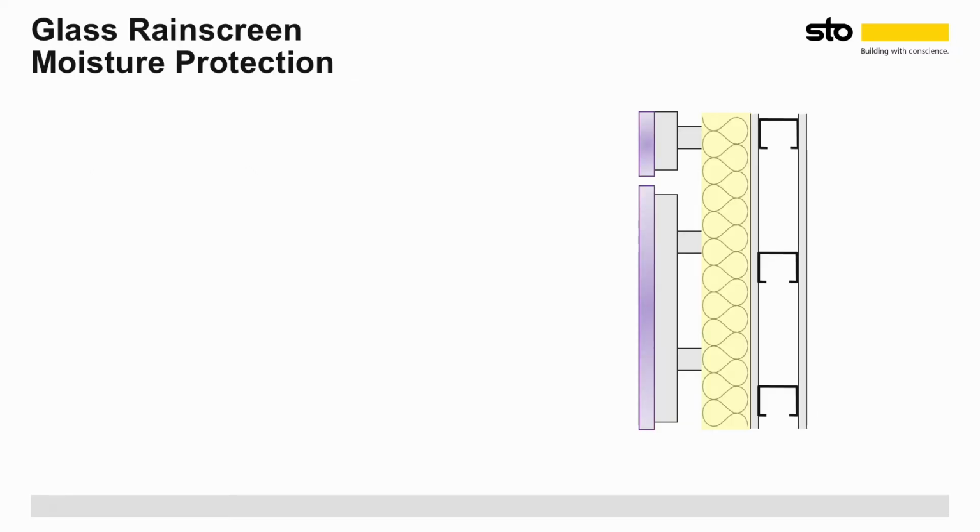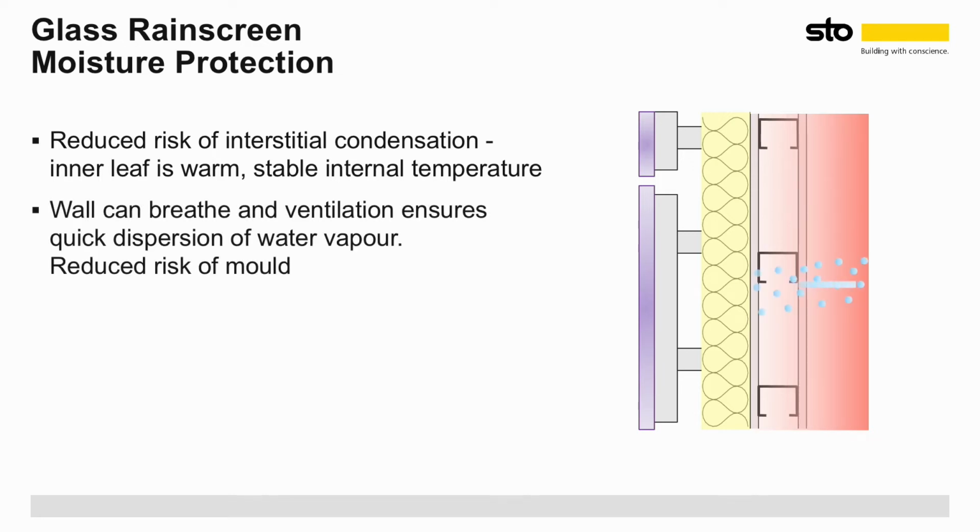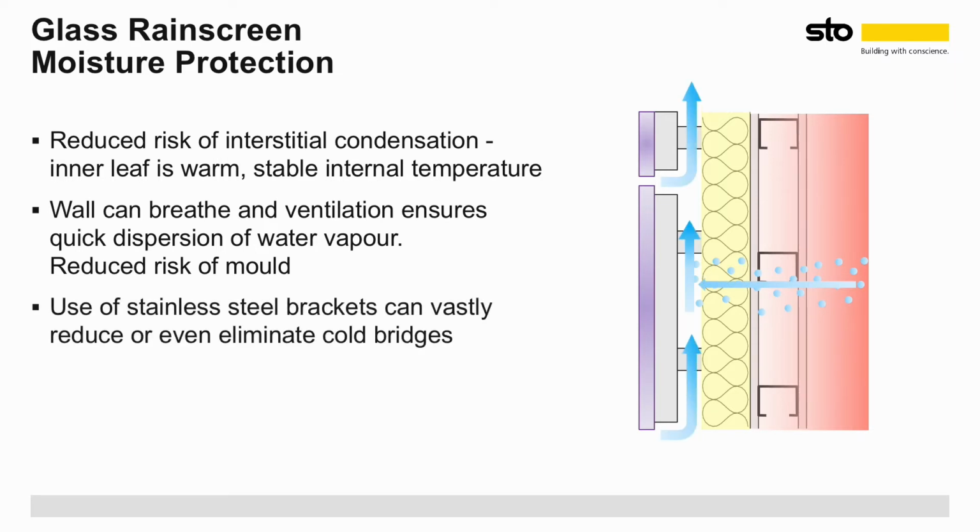Let's discuss building physics and look at the way that the glass Rainscreen system manages moisture. The insulation can eliminate cold bridges if the correct components are used. The use of stainless steel brackets can vastly reduce or even eliminate cold bridges. Internal building moisture drawn into the cavity under a natural pressure differential leads to a reduction or elimination of internal damp and mold. The walls can breathe, and ventilation ensures quick dispersion of water vapor. The insulation covering the substrate also helps to maintain a stable year-round internal temperature, which keeps the wall dry and reduces movement.